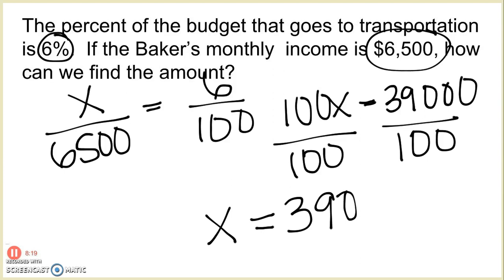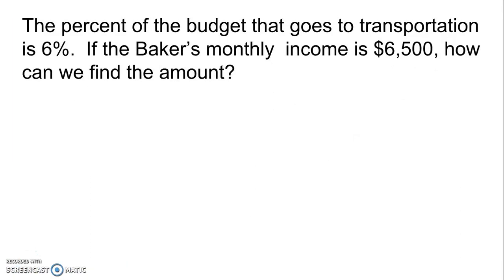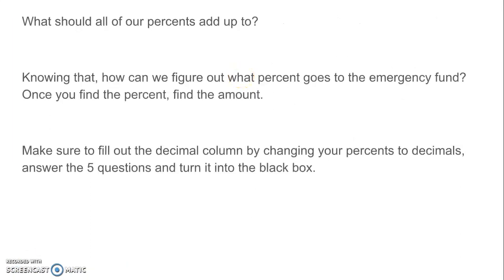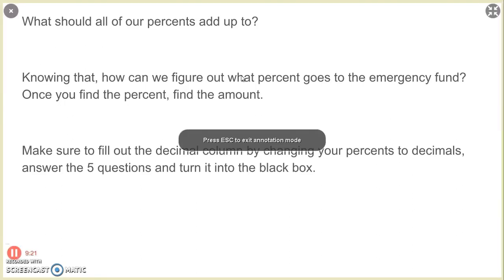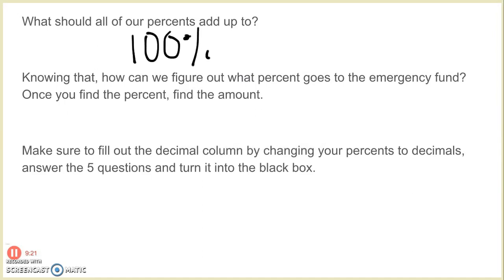Now, for the last row, for the emergency fund, I want you guys to try to figure that out on your own. So when we add up all of the percents of the budget, what should they add up to? So they should add up to 100%. Knowing that, how can we figure out what percent goes to the emergency fund?